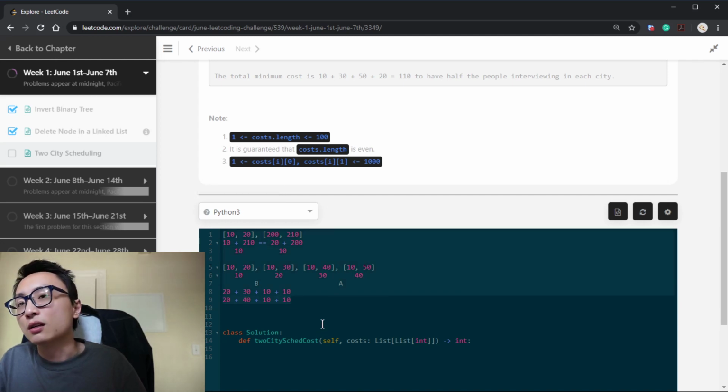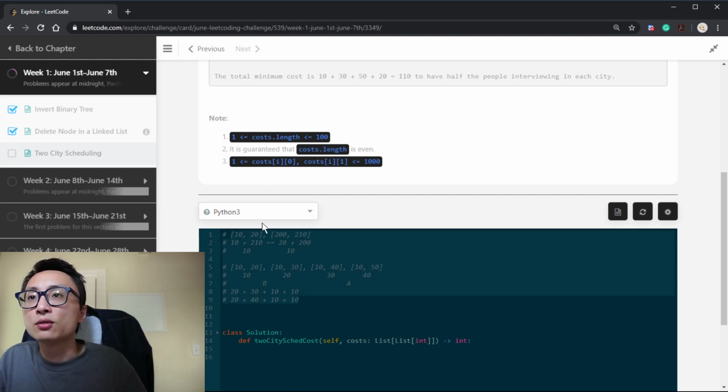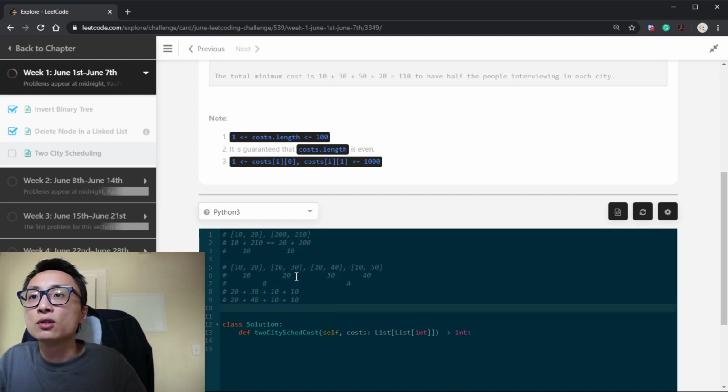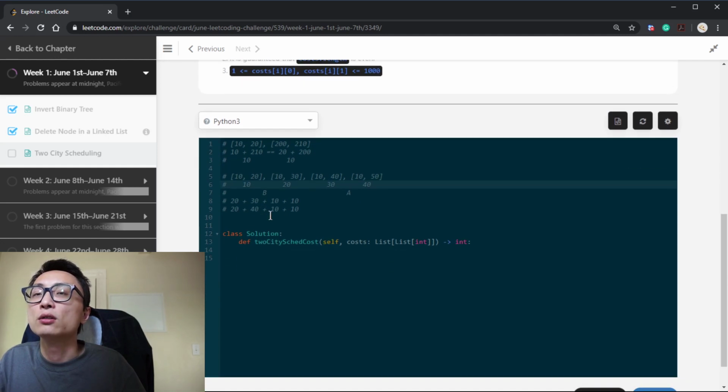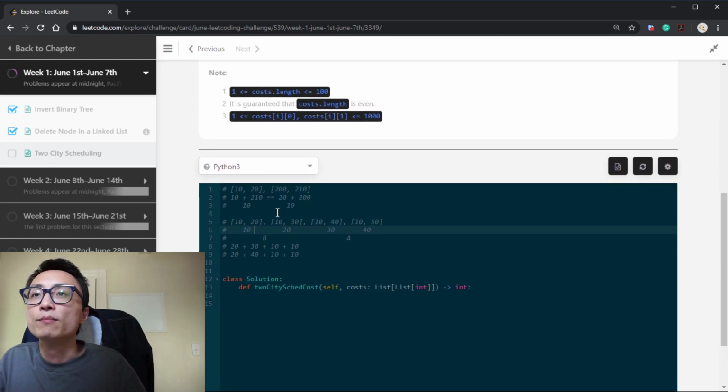Just looking at these 2 examples, we see we just need to sort the costs by the difference, and then take the first half to go to city B and the second half to go to city A, and add all those prices together, and that would be our total minimum. We sketched a little bit, not really a proof, but showed that if we do one of the swaps, we will end up with something that's more expensive.